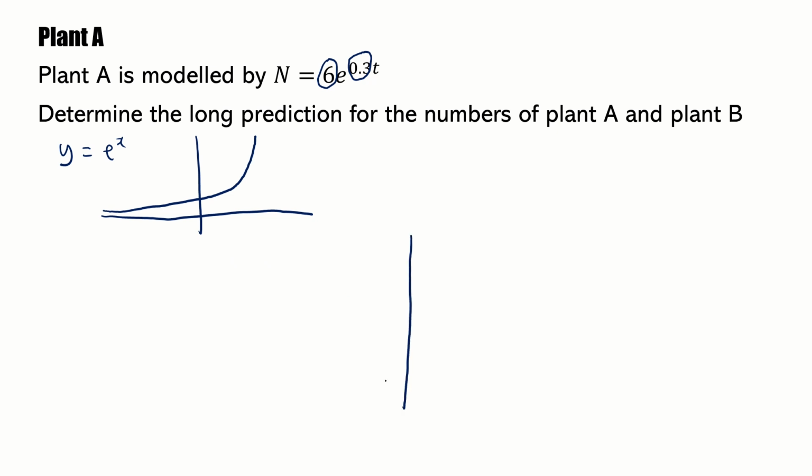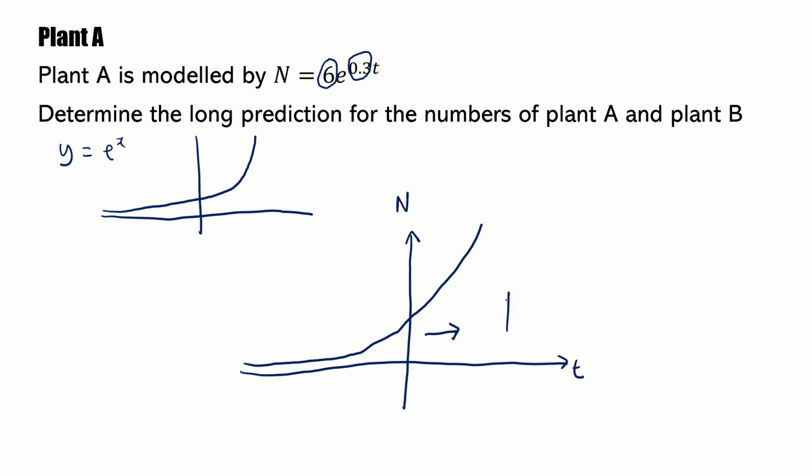So the graph of what we're looking at would look something like this. We'd have the t-axis, we'd have the n-axis, and the graph will look something like this. Terrible drawing incoming. There we go, something like that. And that's important because, as you can see, as we travel to the right on the graph, it's just going up and up and up forever and ever. So the long-term prediction for the number of plants for plant A using this model is that as time increases, the number of plants will increase forever.